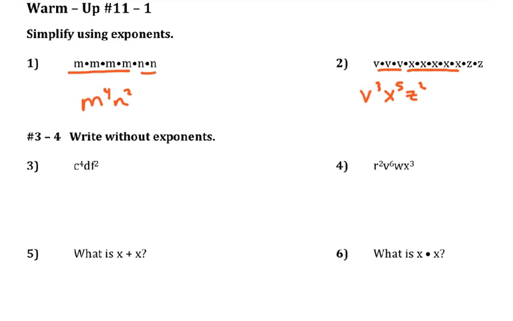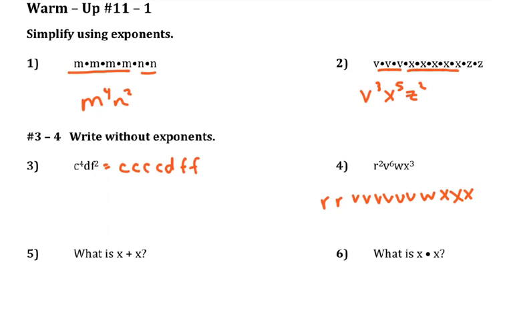Number 3, write without exponents. So what we're going to do is do the opposite. We're going to do what's called expand. So c to the 4th would look like that, times d, and then times f to the 2nd. Number 4, r to the 2nd, v to the 6th, w, x to the 3rd.